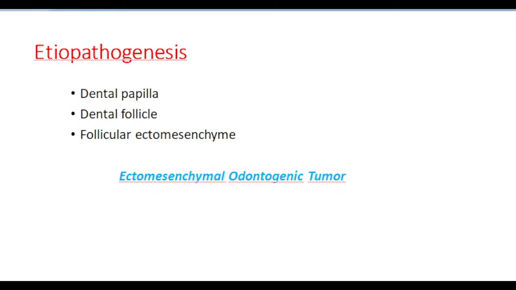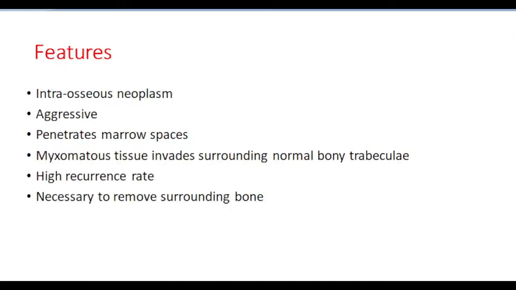As these odontogenic myxomas contain epithelial rests histopathologically, they can arise from dental papilla, dental follicle, or follicular ectomesenchyme. So the term used is odontogenic myxoma. Odontogenic myxoma is an ectomesenchymal odontogenic tumor. It is an intraosseous neoplasm. It is aggressive, it penetrates marrow spaces. The myxomatous tissue invades surrounding normal bony trabeculae.